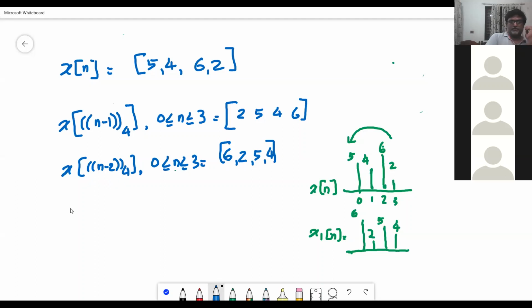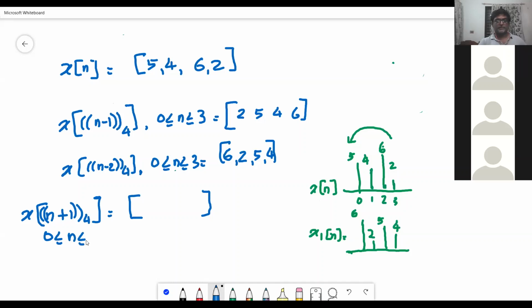So suppose I require x of n plus 1 modulo 4. Now tell me what is x of n plus 1 modulo 4? When the limits are applied, I will put the limits also. I'm looking at a finite version, 0 less than or equal to n less than or equal to 3. What will that be? That is 4, 6, 2, 5.